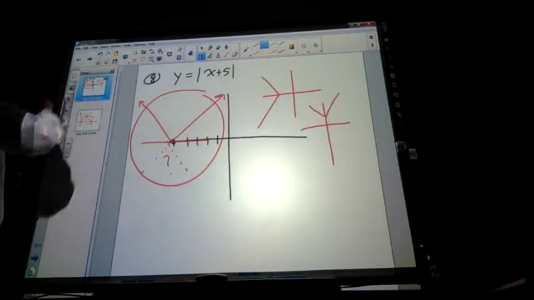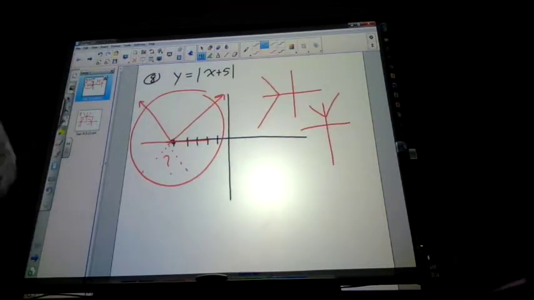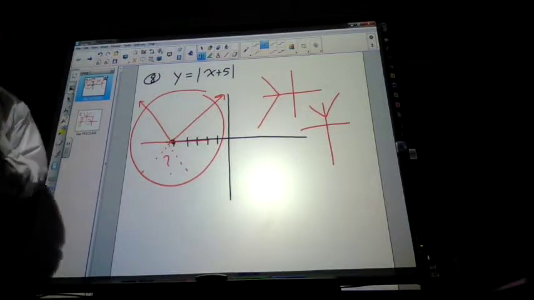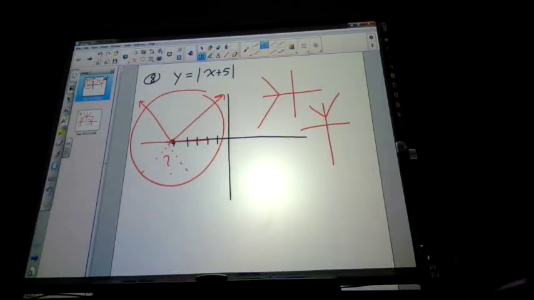So let's go back to this graph. Is it symmetric about the x, the y, or the origin? No. None of them. Okay? So if it's not symmetric about the x, not symmetric about the y, not symmetric about the origin, is it even, odd, or neither? Neither. Okay? Other questions from the homework?